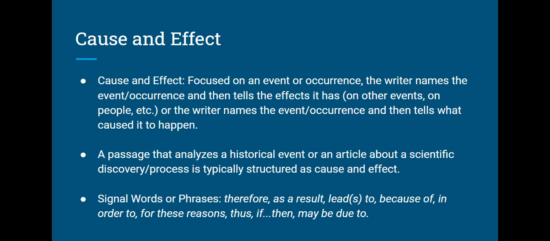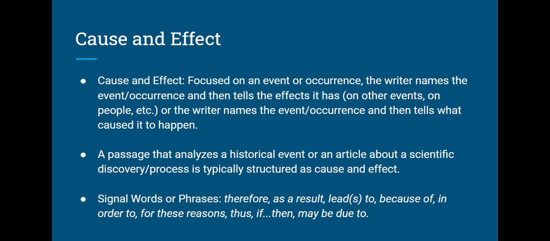A passage that analyzes a historical event or an article about a scientific discovery or process usually follows the cause-effect structure. Think about any historical event you've learned about in history class. World War One, for example, right? There are a bunch of different causes to World War One. One of the primary ones was the assassination of Archduke Franz Ferdinand. So that one event then causes something else, which causes something else, which then leads to the overall event of World War One.